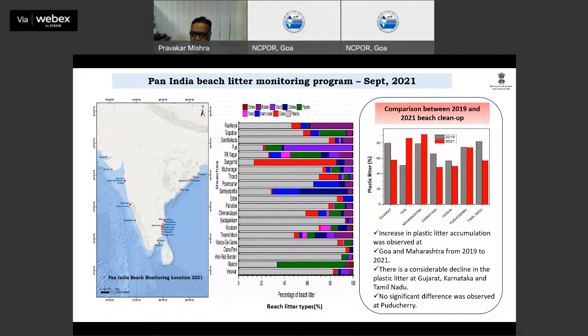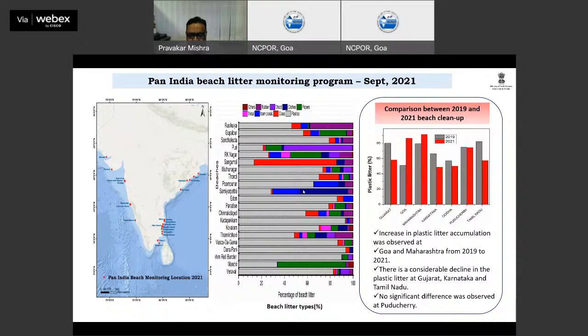The increase in plastic litter accumulation was observed at Goa and Maharashtra. There is a decline, no doubt, in Gujarat, Karnataka, and Tamil Nadu, but we cannot say it is considerable, only to some extent, about 20%. No significant difference was observed at Puducherry. So this always remains the same.